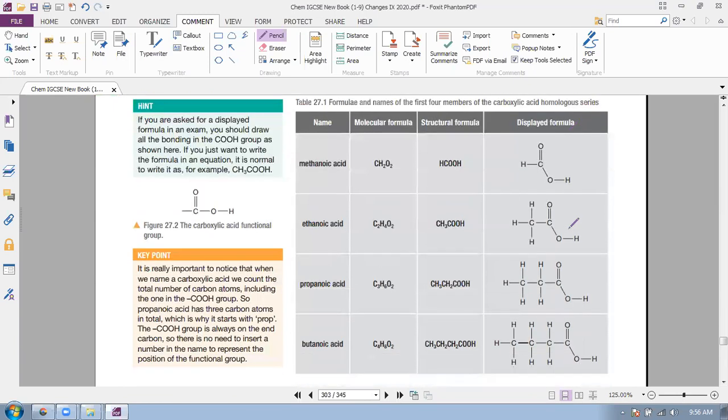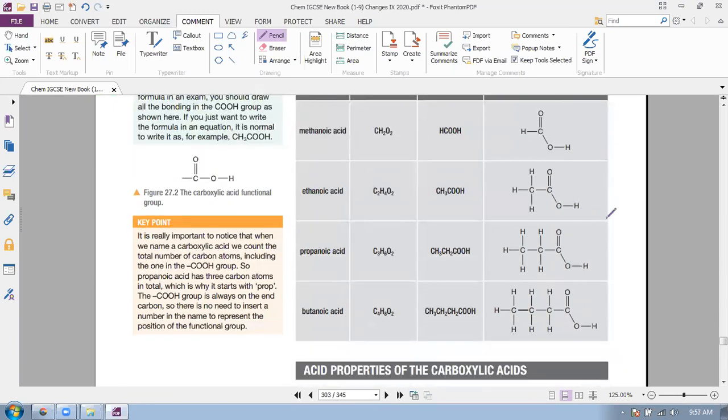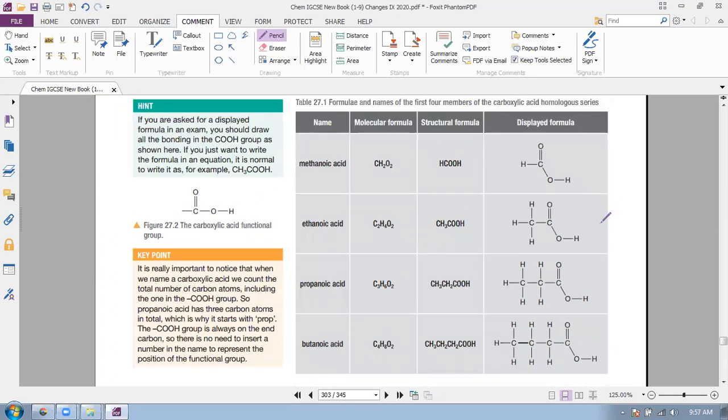Now look at this table. There are some common carboxylic acids listed here with their name, their molecular formula, their structural formula, and their displayed formula. First member is methanoic acid. You look at this HCOOH and look at the displayed formula structure. Ethanoic acid, it's CH3COOH. If you know the structural formula, you can write the molecular formula, it's easy. So CH3COOH, look at the displayed formula.